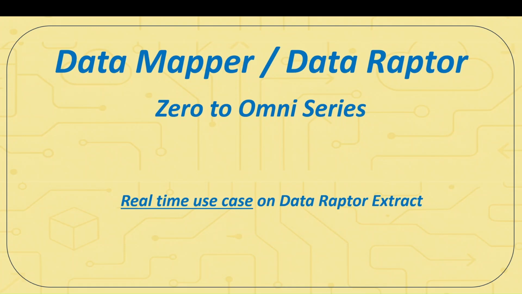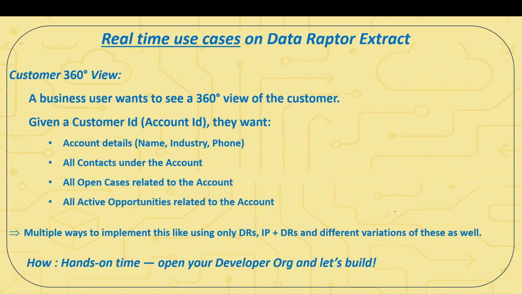In this video, let's see one more use case on DataRaptor Extract. Here, the problem statement is customer 360-degree view. It means a business user wants to see a 360-degree view of the customer. They will provide us a customer ID or account ID. Based on that, we need to show account details, all contacts under the account, open cases and active opportunities.